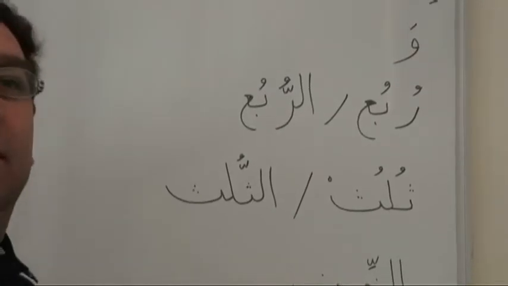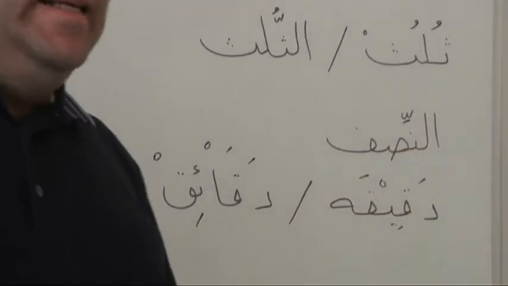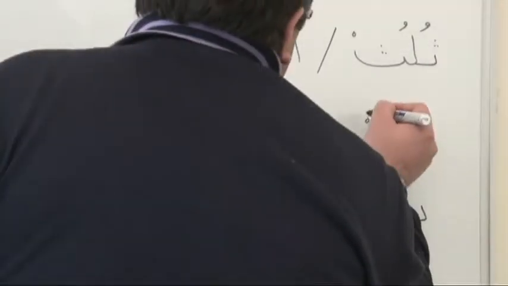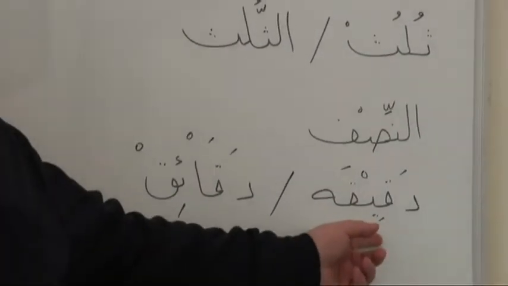Then an-nisf. An-nisf means half. Then daqiqah. Daqiqah means 1 minute. And daqa'iq. Daqa'iq means minutes. Okay, so this is for the time in general.